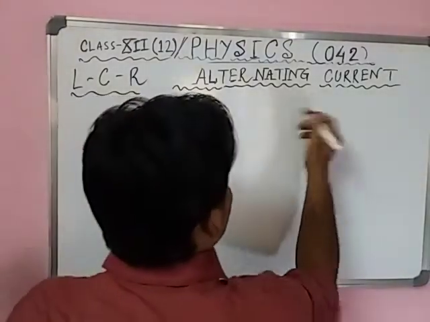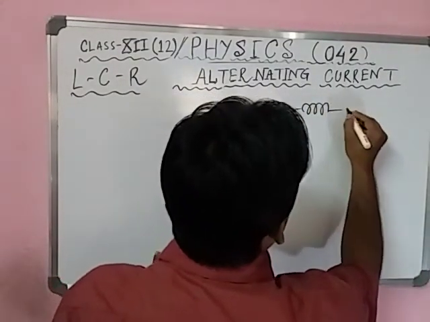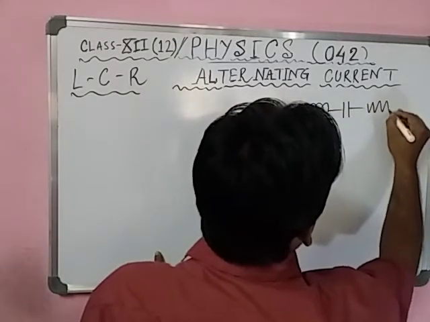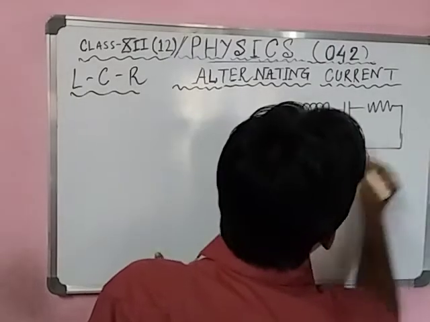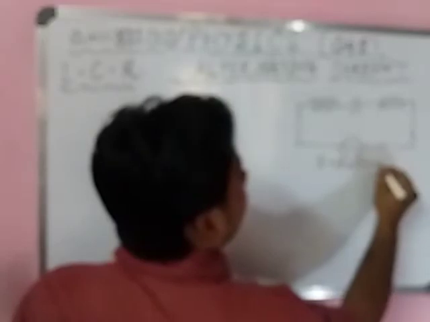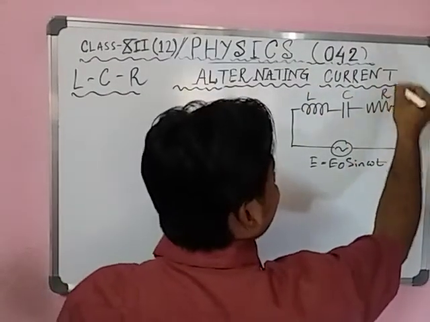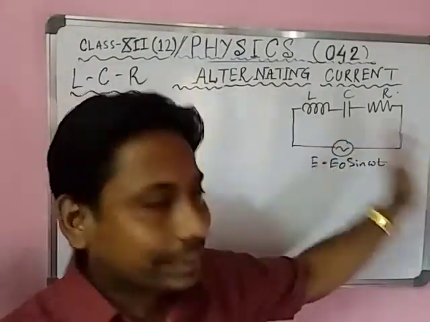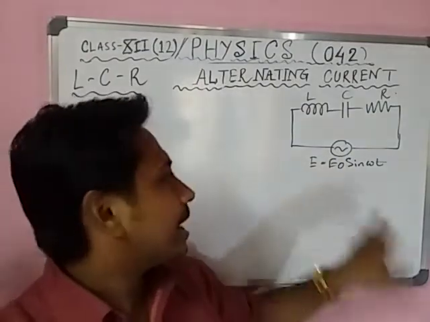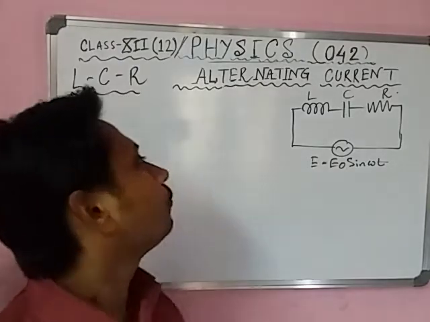So let's connect LCR in series. This is inductance L, this is C, and this is your resistance connected with alternating current. The EMF E is equal to E0 sin omega t. So students, here LCR is connected in series with an alternating EMF E equal to E0 sin omega t, where E0 is the peak value of EMF.